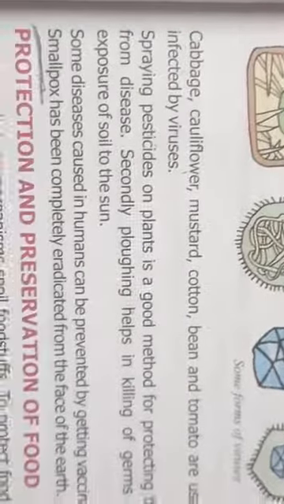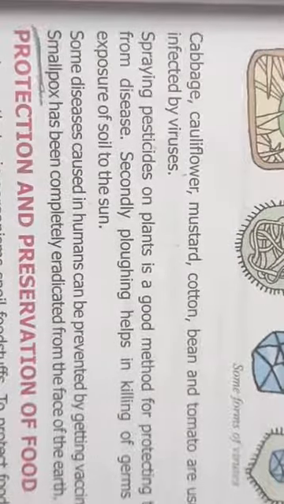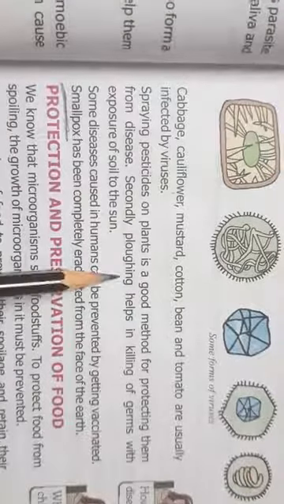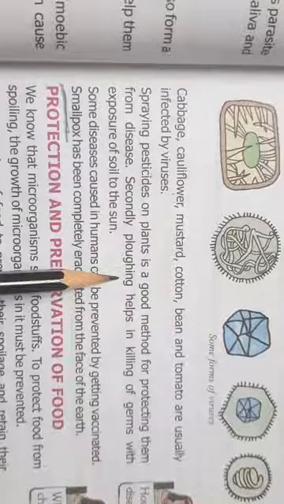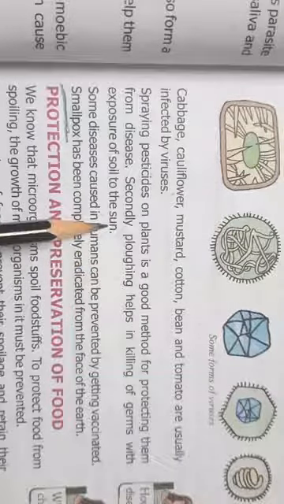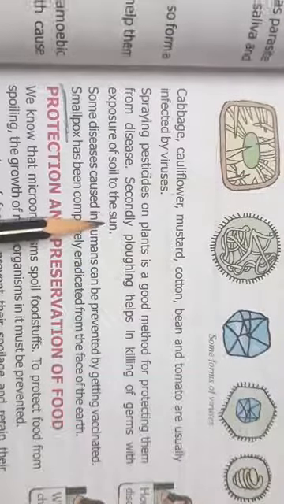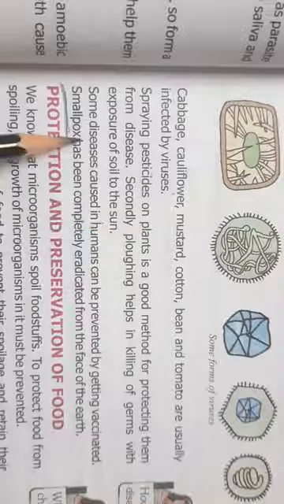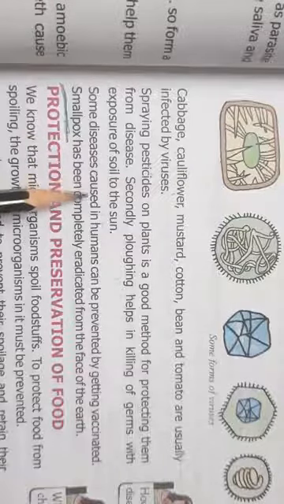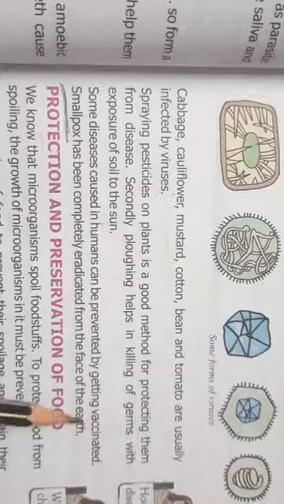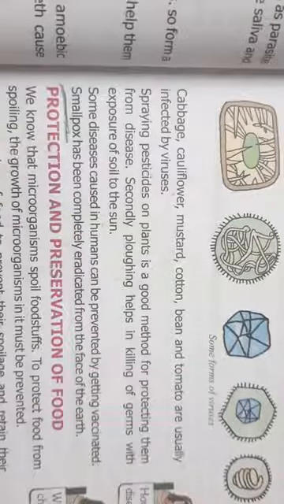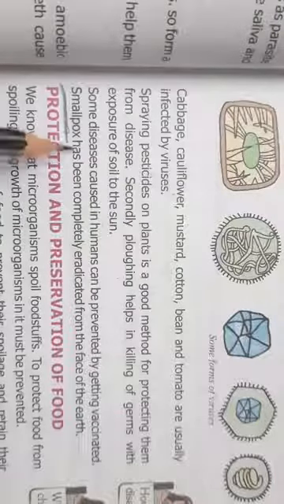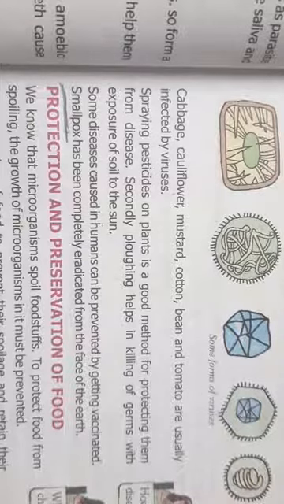And how can you stop them? You can stop them by spraying pesticides or by plowing. What will plowing do? Plowing will expose the soil to the sun, and once it is exposed to the sun, the viruses are killed. Some of the diseases that are caused by the virus can be prevented by getting vaccinated. One of the diseases which has been totally eradicated is smallpox, because of vaccination.